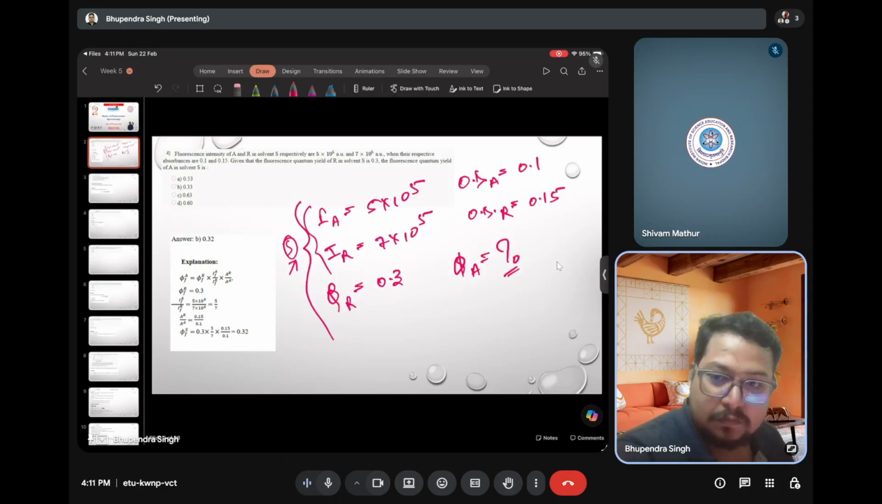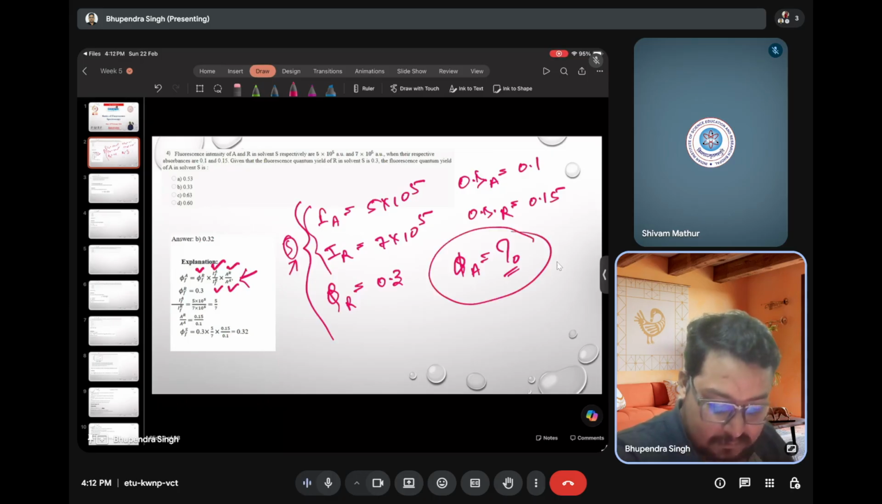So this is a totally formula-based question. Nothing else is there. This is the formula to calculate the quantum yield. The absorbance, fluorescence intensity, and quantum yield, all the parameters have been given, so you will easily find this. It is just the calculation.